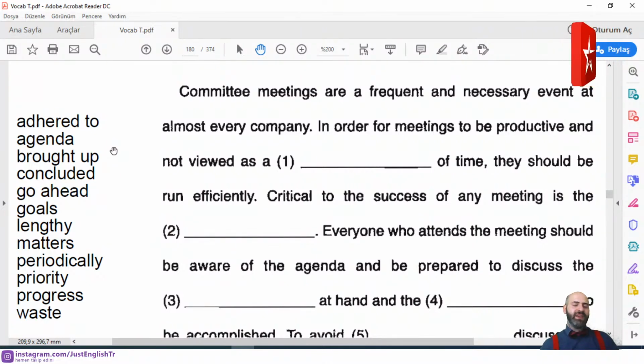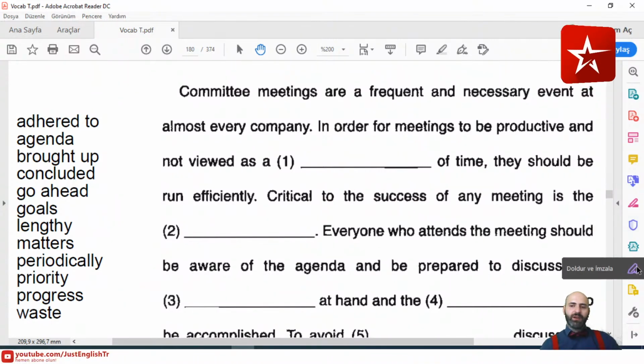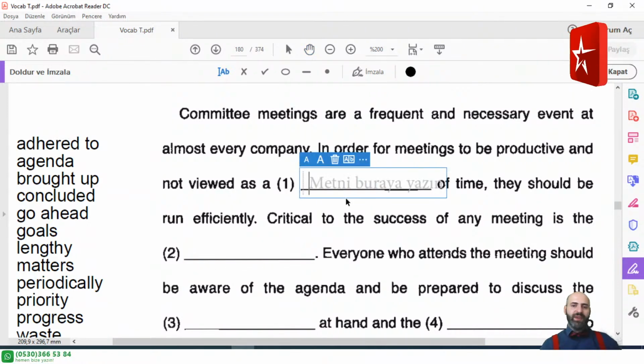Committee meetings are a frequent and necessary event at almost every company. In order for meetings to be productive and not viewed as a blank of time, they should be run efficiently. What do you think about number one, guys? What do we need in number one? We need to run efficiently and we don't want blank of time. Mustafa, Eli, and Ramazan say waste, and also Kadir. You are correct, guys. Number one, we need to say waste.